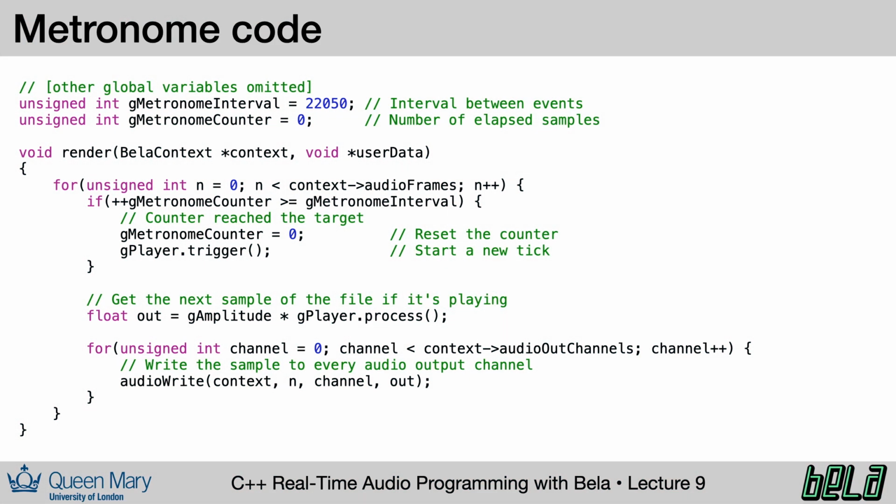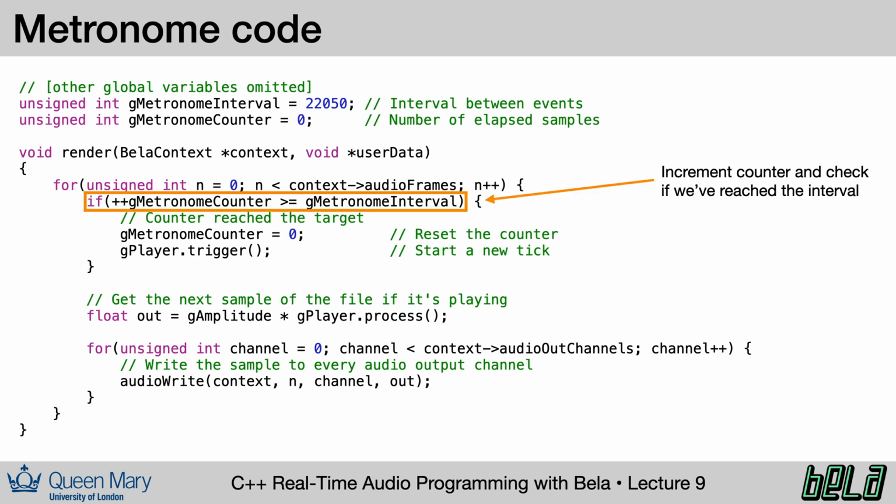Let's start by looking at the most critical code for the metronome. You can see that at the top of the file we declared two global variables. One holds an interval, which tells us how many samples should elapse between clicks, and the other one holds a count, which updates according to how many samples have elapsed so far.